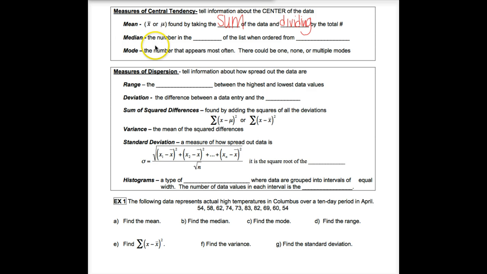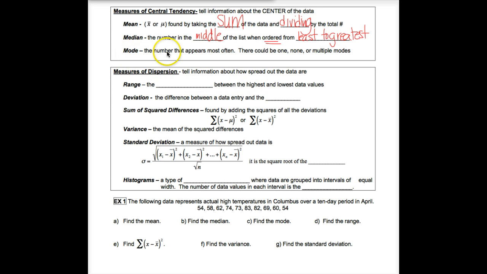The median also tells us what the center of the data is, but it's the number that's in the middle of the list when the data is ordered from least to greatest. So the most important part of calculating a median is putting the data in order first.